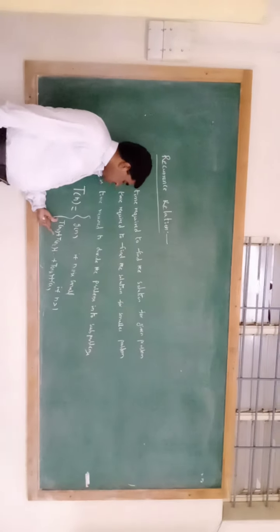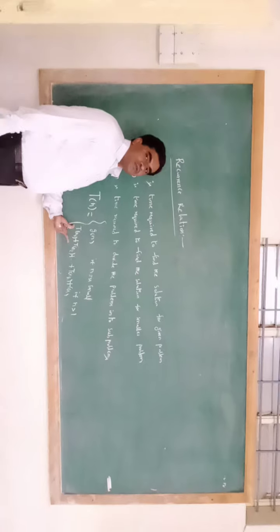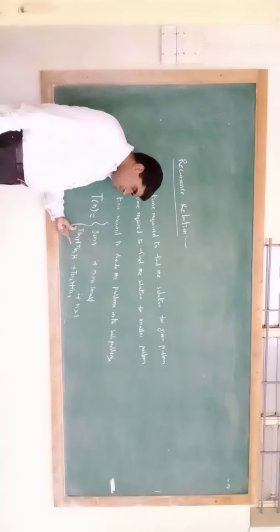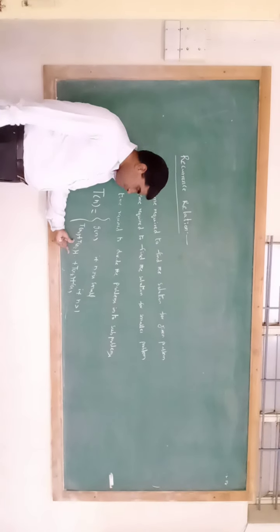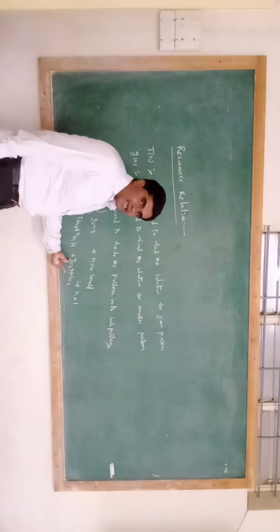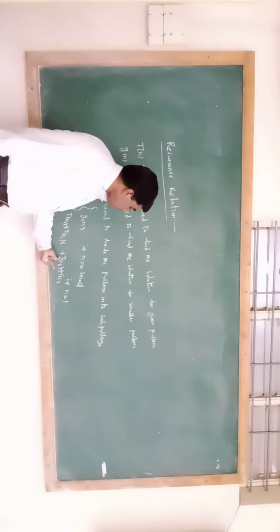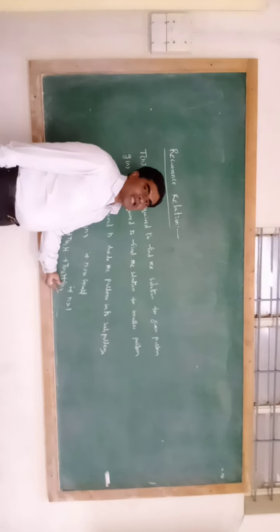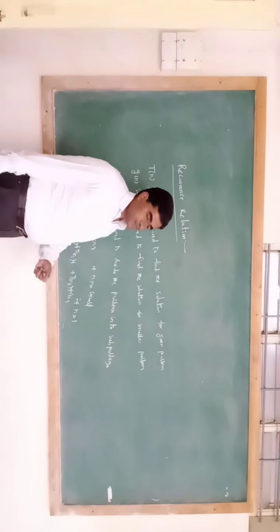What is T of n1? T of n1 is the time required to find the solution for subproblem 1. T of n2 is the time required to find the solution for subproblem 2. T of nk is the time required to find the solution for subproblem k. F of n is the time required to divide the problem into subproblems.